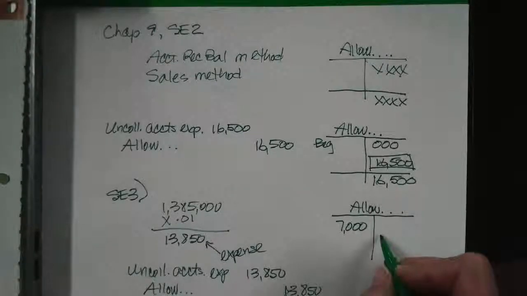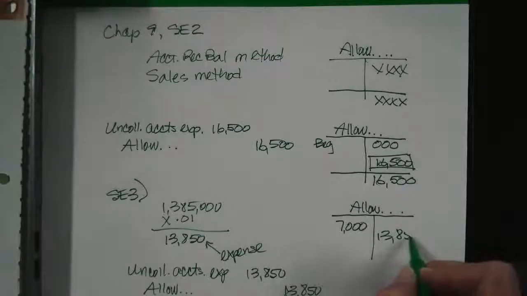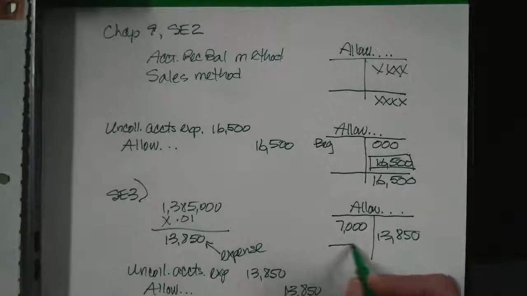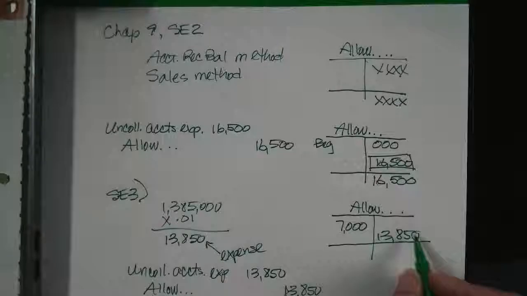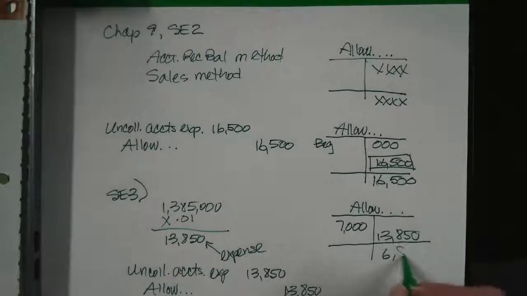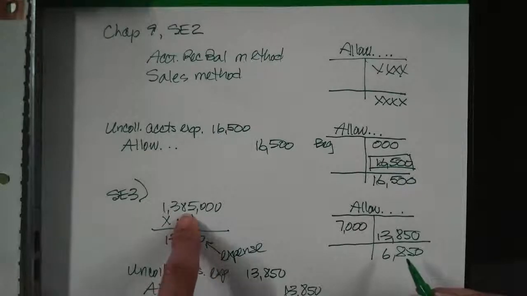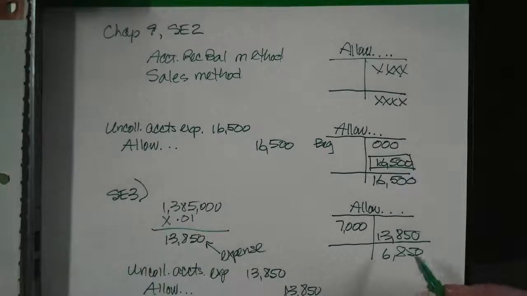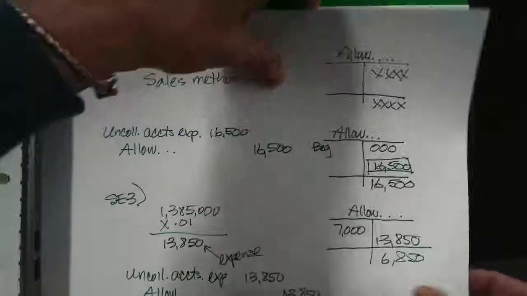So see, when I book that $13,850 into the general ledger, that's going to get our allowance up to $6,850. It doesn't matter that that balance is not as much as we booked in expense, because we matched the expense to sales directly on the sales method. Okay. Now let's contrast that with SE4.